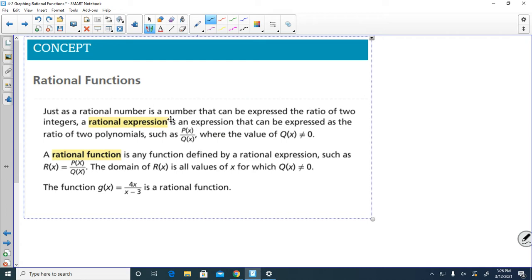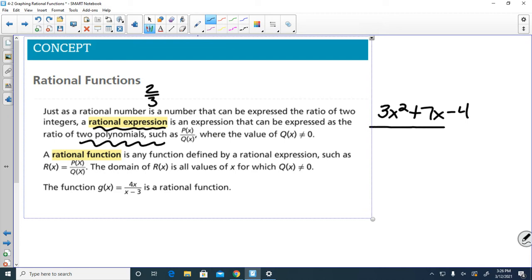Just as a rational number is a number that can be expressed as the ratio of two integers, like 2/3, a rational expression is an expression that can be expressed as the ratio of two polynomials. So one polynomial over another polynomial. For example, 3x squared plus 7x minus 4 is a polynomial. And if I divide it by another polynomial like 5x squared minus 2, then I've formed a rational expression.